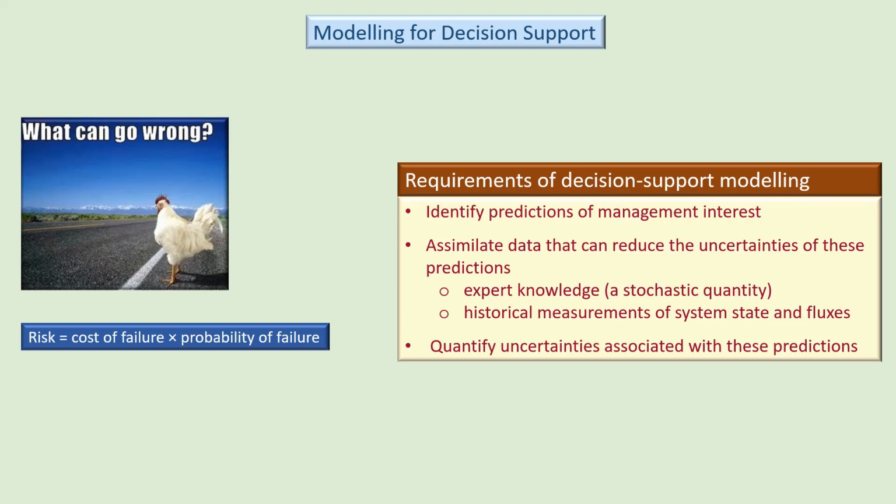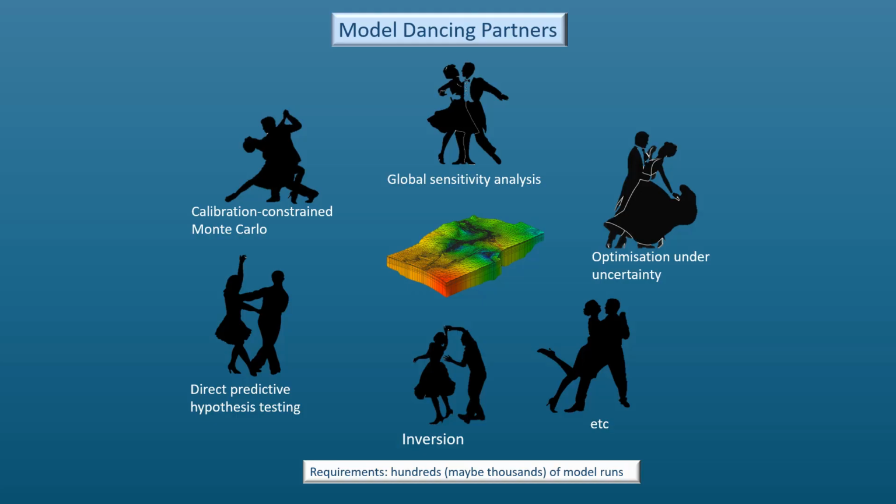The decision support modeling process must then be more than just a process of numerical simulation. It must be a process of assimilating all information that's pertinent to predictions of management interest in order to quantify the uncertainties of those predictions, in order to reduce those uncertainties as much as we can, given the information that's available to us. If we then accept this as the place of decision support modeling, we must accept that simulation, modeling itself, is only part of this process.